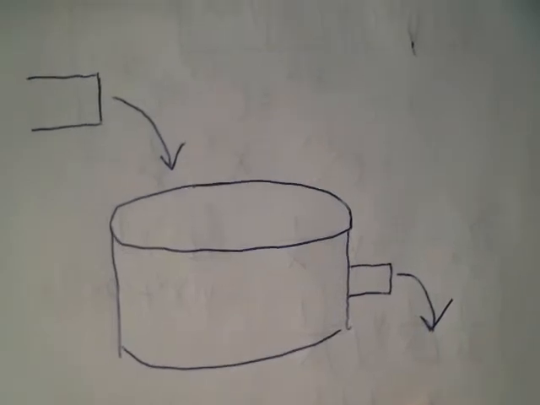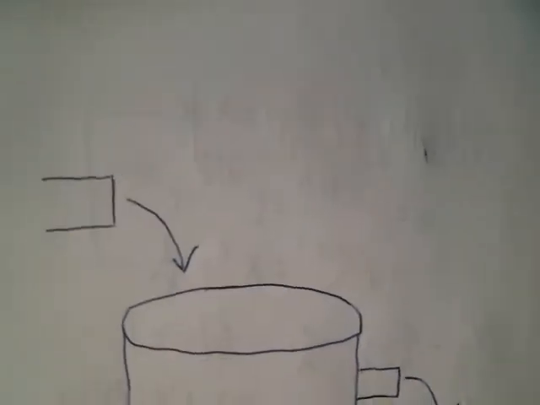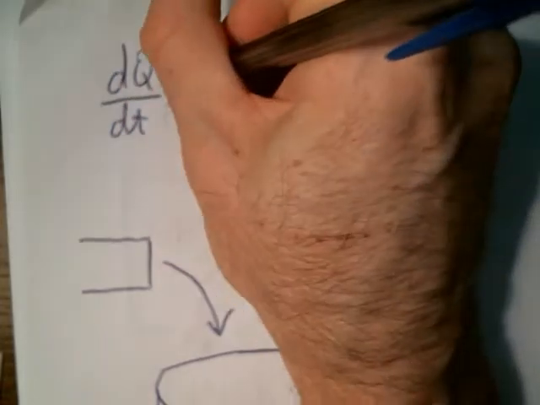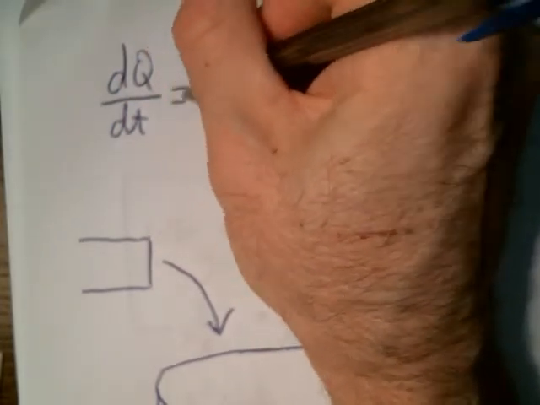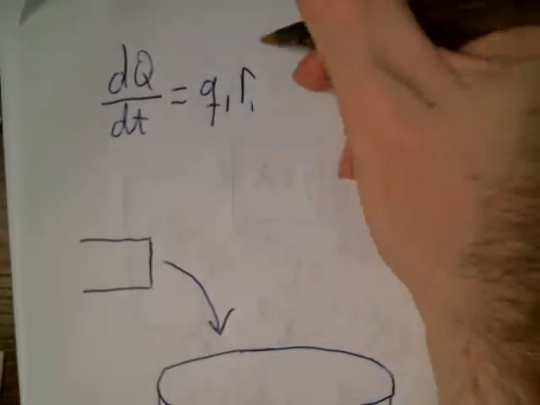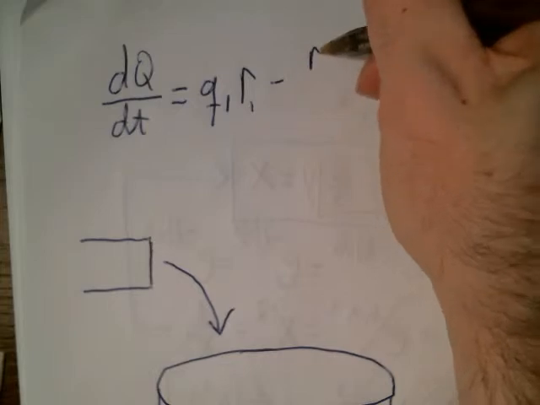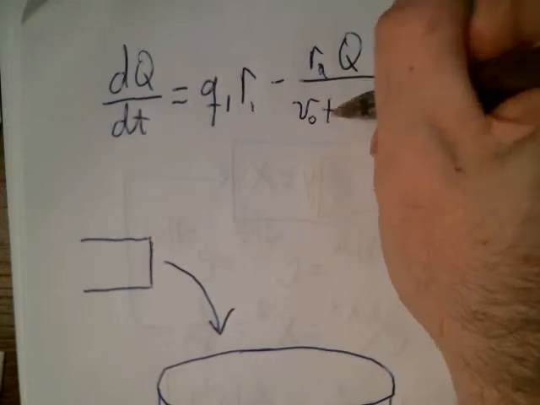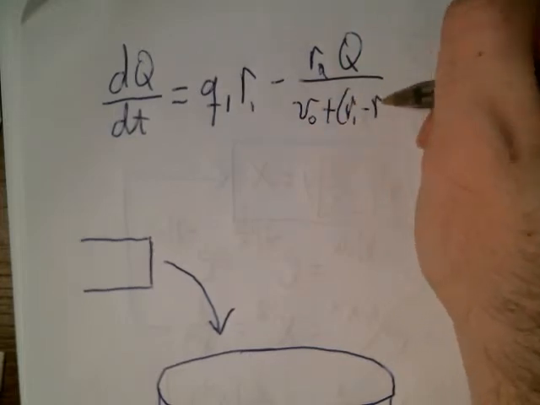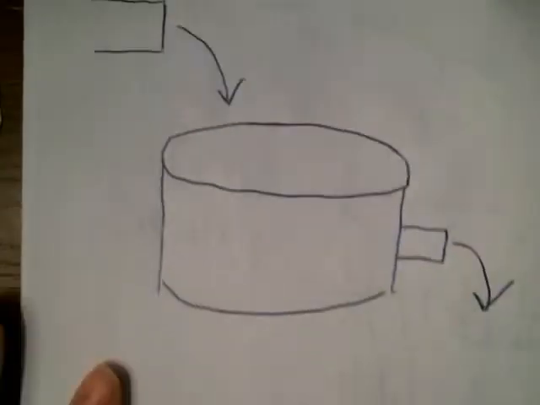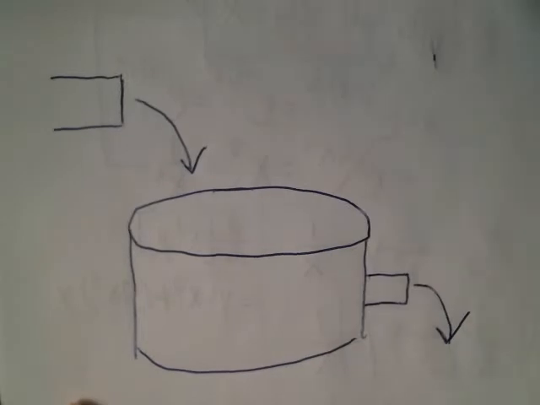If you have this scenario, you can show that the differential equation is the following: the rate of change of the concentration with respect to time is equal to Q1 R1, and I'll define these variables in a second, minus R sub 2 times Q all over V sub 0 plus R sub 1 minus R sub 2 times T. It's a bit complicated. It's really not. Where are all these Q1, Q2, etc.?